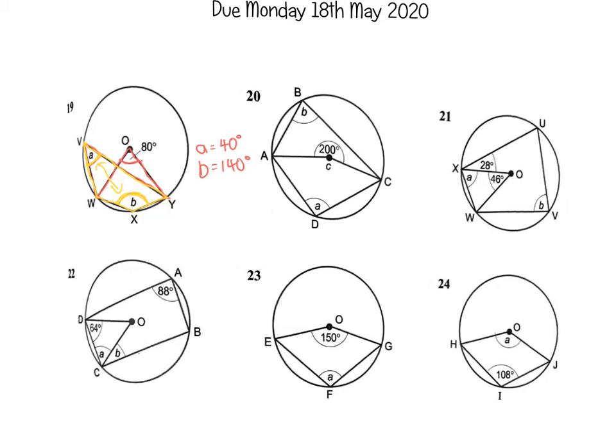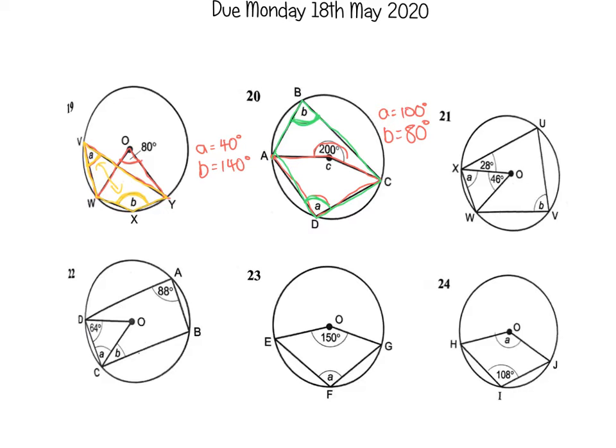Question 20. Again, if we go between A and C, if we do it this way, then this angle will be double this angle. So A and 200, so A must be 100. And again, angles in a cyclic quadrilateral, which is this one, opposite angles add up to 180. So if A is 100, B would have to be 80 degrees.